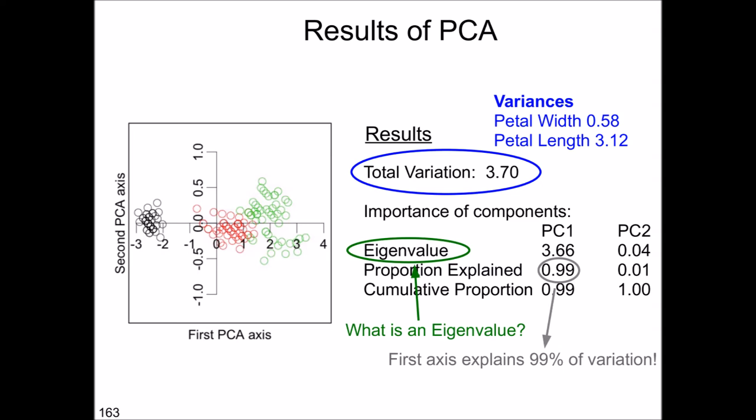The total variation is clear, it's 3.7. If you calculate the individual variances for petal width and petal length, you would see that the sum of these is 3.7. That's how we obtain this. Eigenvalues are explained later on, and we see that the first axis explains 99% of the variation. So if we just look along the first axis, we would already capture most of the variability in our data set, and we could interpret the relationship between objects, for example sampling sites, by just looking at the distance along the first axis.